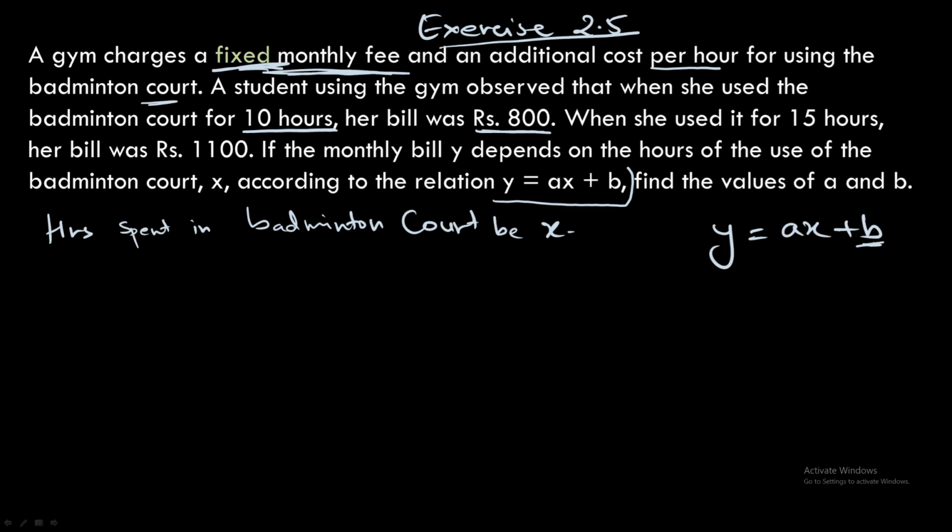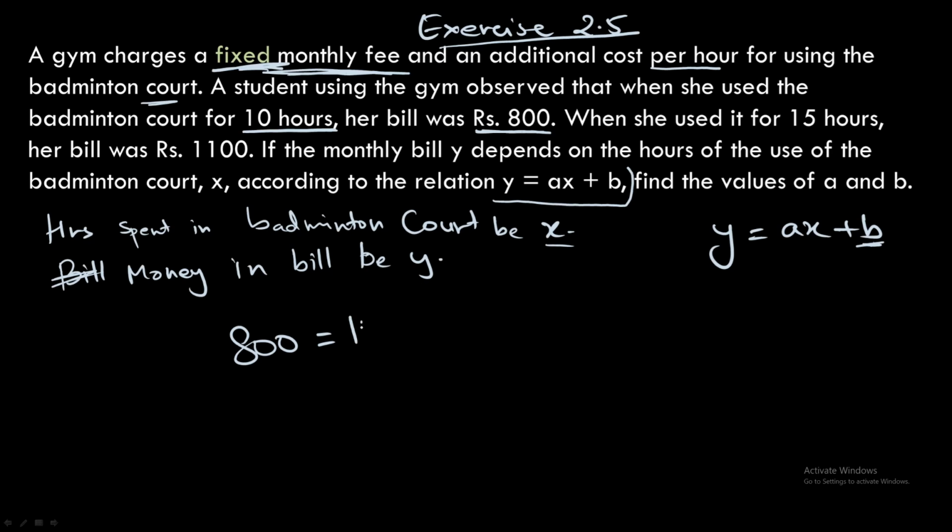so y is basically her bill. So let the money in the bill be y. So now we can say that 800 is equal to, we don't know a but we do know x, so we can write here 10a plus b, we don't know b.